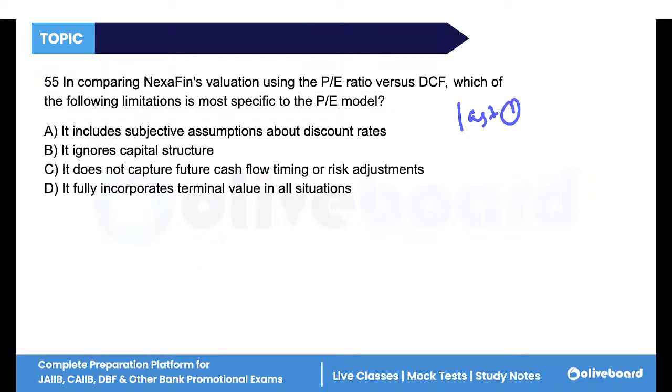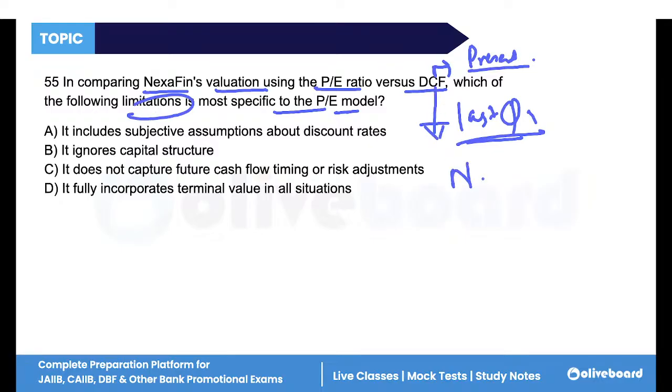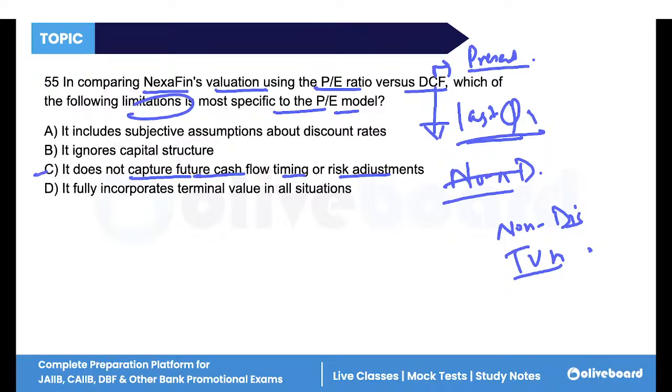Now, last question. In comparing Nexa Financial valuation using PE ratio versus DCF, DCF is finding your present value, analyzing all your future elements. Which of the following limitations applies to the PE model? If you are not taking DCF into consideration, it means you are using a non-discounting method, and a non-discounting method does not consider time value of money. If you are not considering time value of money, it does not capture future cash flow timing or risk adjustment. Option C is the correct answer.